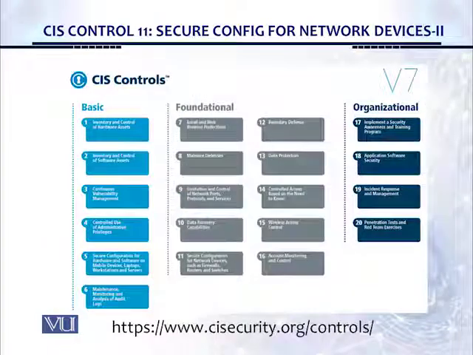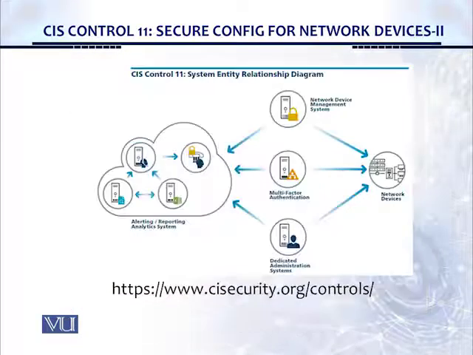And as you can see, we're on the foundational controls, control number 11, Secure Configuration for Network Devices such as firewalls, routers, and switches. And this is the entity relationship diagram with the alerting, reporting, analytics system on the left and the network devices on the right. And then we have either multi-factor authentication, dedicated administration systems, or network device management systems in the middle.